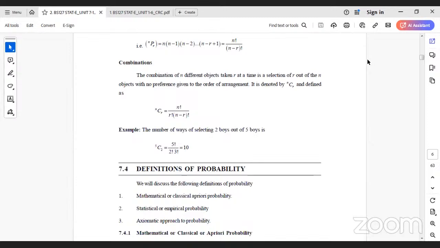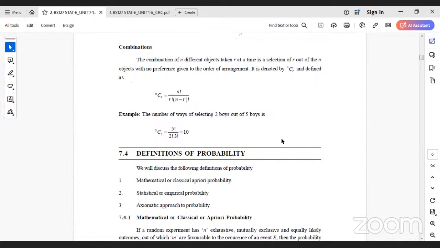nCr is equal to n factorial by r factorial into n minus r factorial. 5C2 is 5 factorial by 3 factorial into 2 factorial. Correct? Yes, sir. Is the value 10 correct or not? Check. 5 factorial, 5 into 4, 20 by 2 is 10.